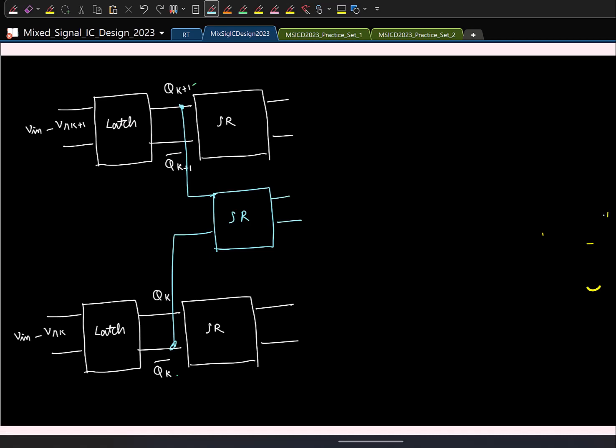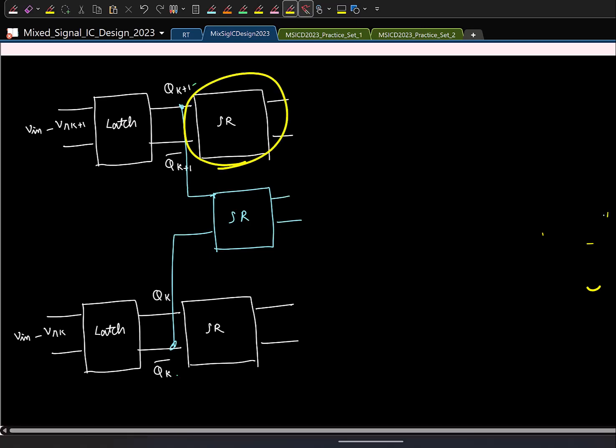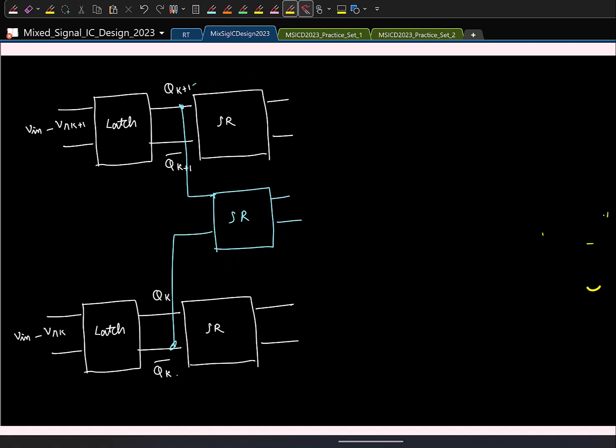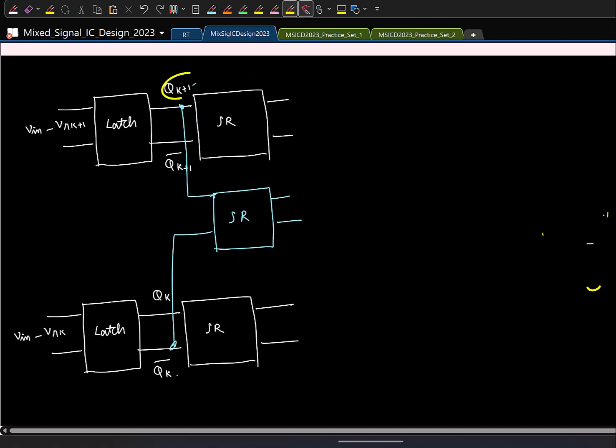You see that anyways, after every StrongARM latch, you need an SR latch. Now I'm just putting one additional SR latch. I'm getting an extra bit of information for free. So in between every two branches, you put an SR latch, taking the positive input of the upper side and the complemented input of the lower side, and that will directly give you the information.